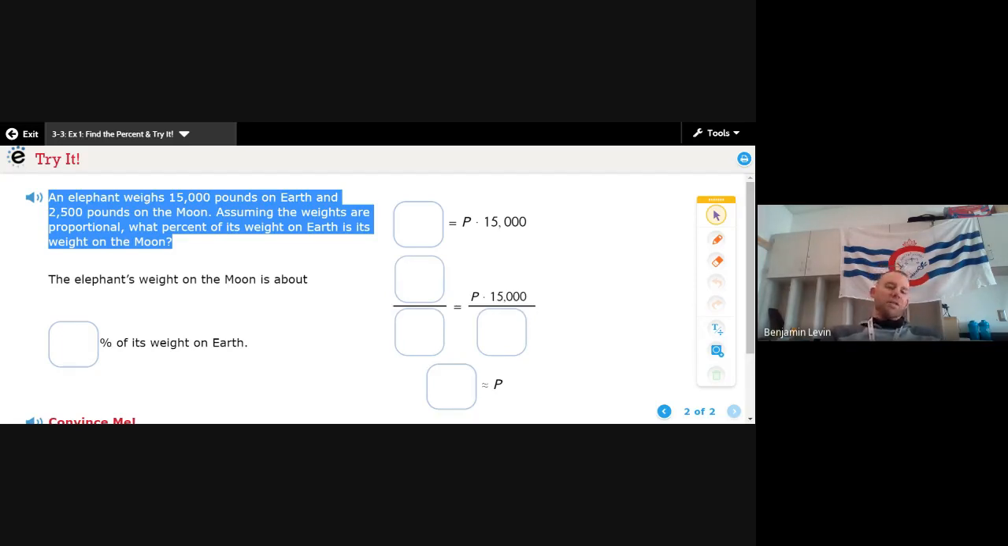You're the same person. You have the same mass, you have the same number of cells, you have the same number of atoms and molecules, but there is less pull down towards the ground on the moon because the moon is smaller, right? So they've measured this and they know what the proportion is. They're asking us to find it, okay?